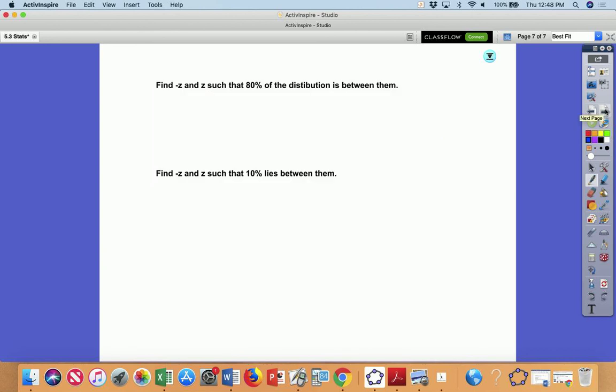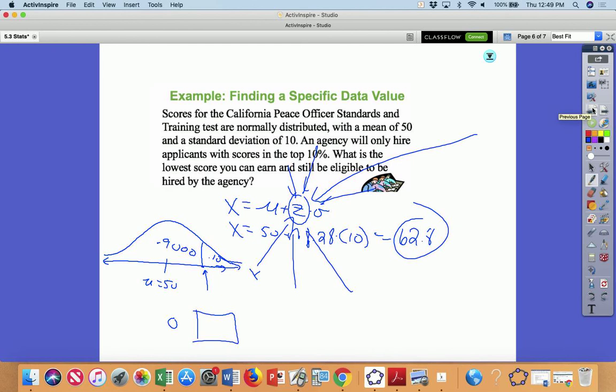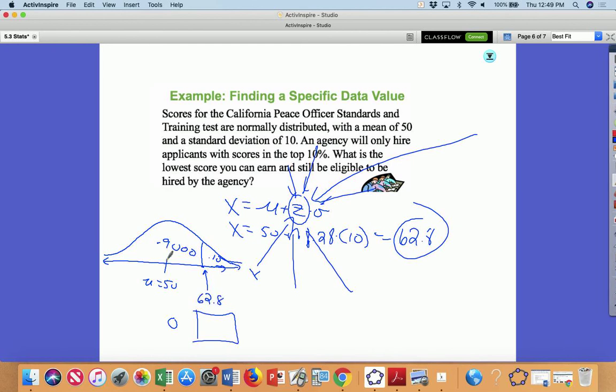So what percentile is it? It would be at the 90th percentile. I know, but what does that mean? Let me show you. That would be this value right here. So if somebody scored a 50, they're at average, and the z-score would be that, and this would be the raw score for that z-score.